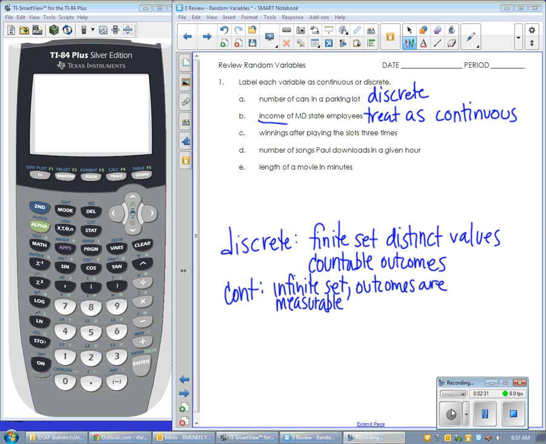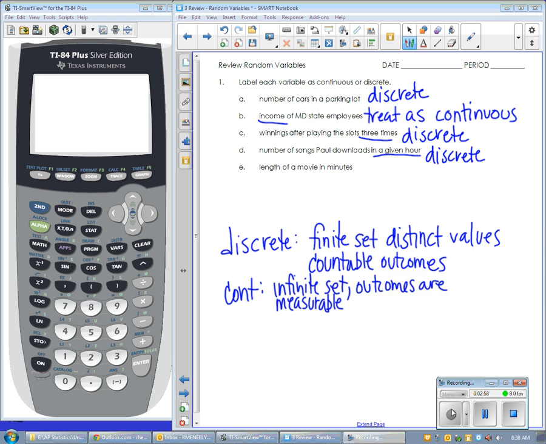In letter C, the winnings after playing the slots 3 times, that kind of gives you an indication that there's a limit to how much you can win. And again, we could count it at this point, and so it would make more sense to consider this to be discrete. The number of songs that Paul can download in a given hour, the fact that there's a limit to how long he's downloading these songs, there would be a limit to how many songs he could download. We could certainly count them. So this, again, would be discrete.